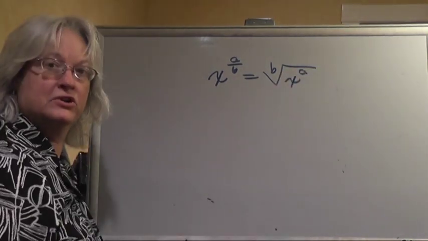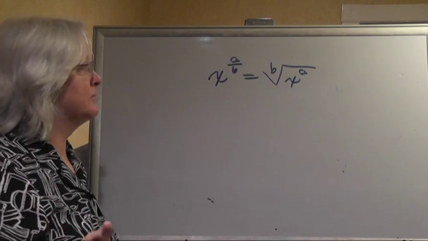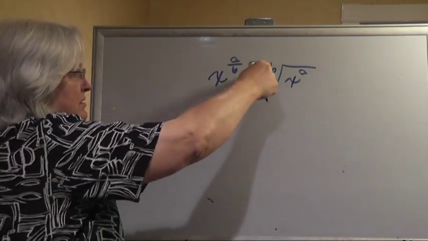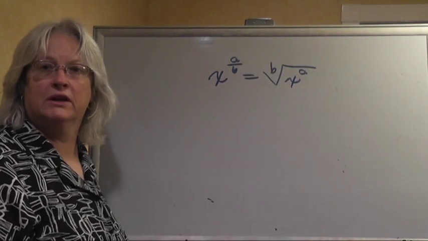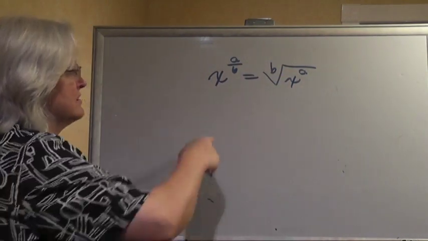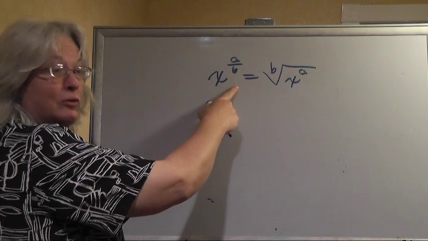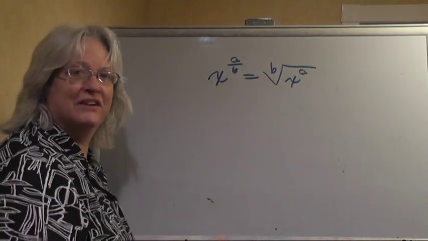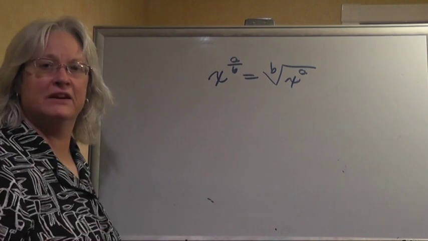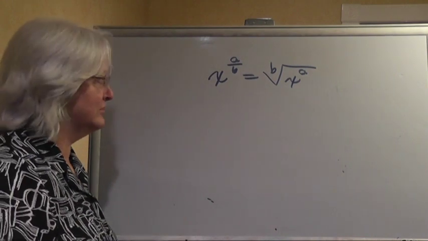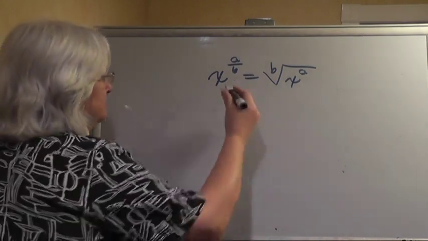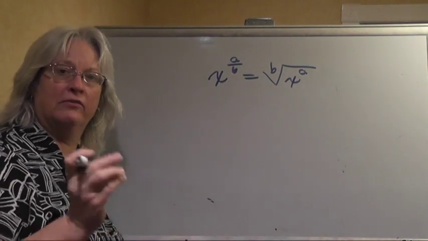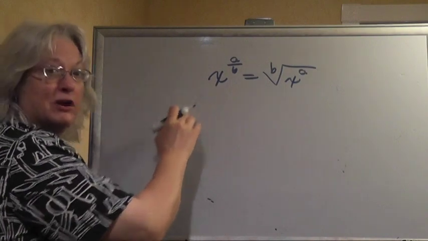There sure are a bunch of symbols there. X and this a divided by b and this squiggly thing here. The way that you read this, x to the a over b is equal to the bth root of x to the a. Now I know that that's just so very, very enlightening to you, right? Well, this is just the pattern for when you have an exponent that's raised to a fraction.